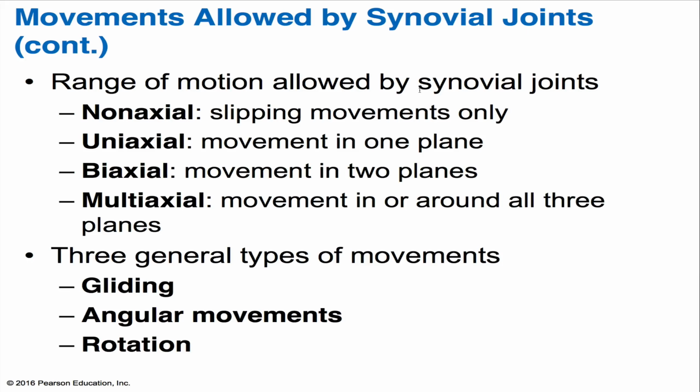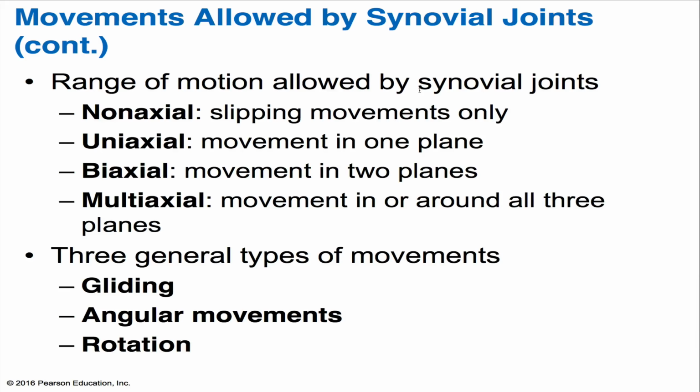Now, the range of motion that's allowed by synovial joints could be non-axial, meaning that you only have a slipping movement. They could be uniaxial, meaning you have movement in one plane. They could be biaxial, meaning you have movement in 2 planes. When you have movement in all 3 planes or all around, then you call that multiaxial.